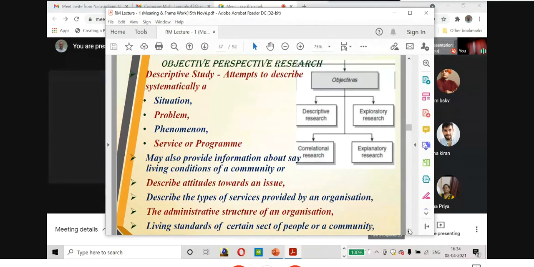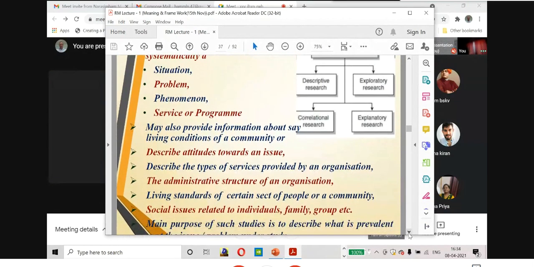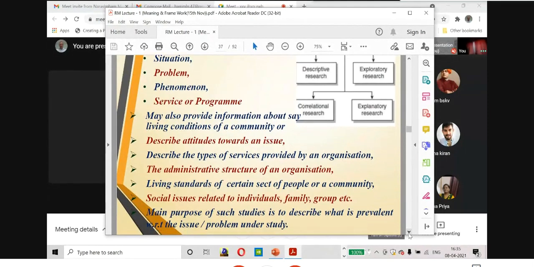You can see all these things come under more or less humanities and social science studies. So your descriptive study is mostly related to social sciences, social issues related to individuals, family, group, etc. The main purpose of such studies is to describe what is prevalent with respect to the issue or the problem under study. So you are describing the issue.